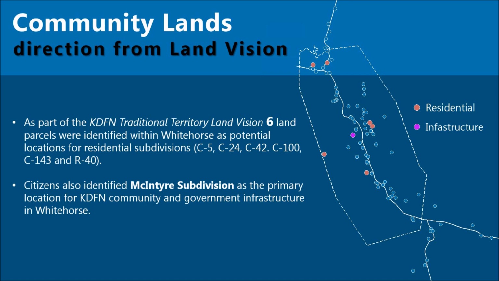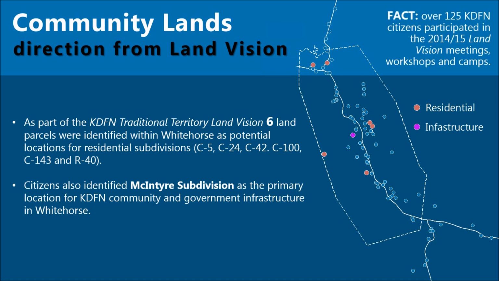And citizens also identified McIntyre subdivision as being the place where we'd want to build community and government infrastructure. So when we talk about infrastructure, we think of things like a GA site, or perhaps a cultural camp, or land for new government buildings for Kwalndun itself. So that infrastructure supporting community and government services, people thought should be primarily focused within McIntyre's subdivision in the city of Whitehorse. And we had very good participation from Kwalndun citizens. We had over 125 citizens participating in the various events that we organized as part of the project.